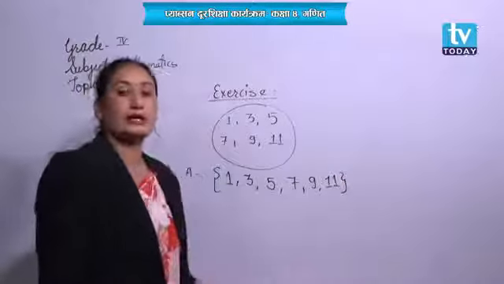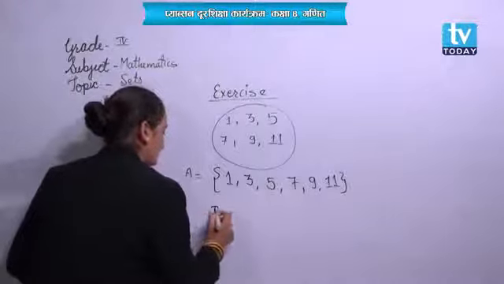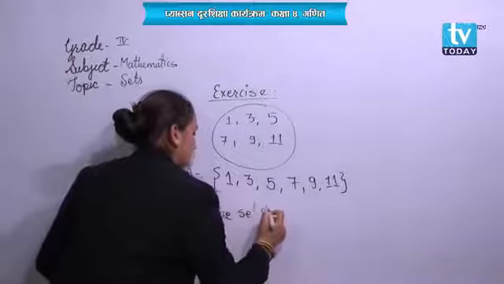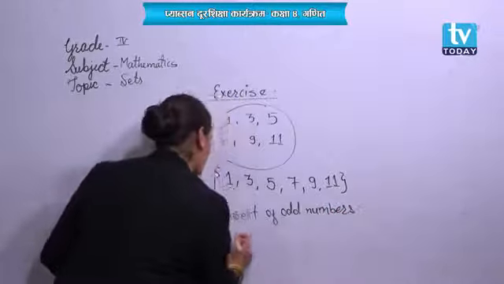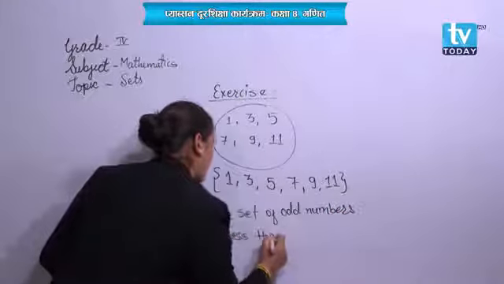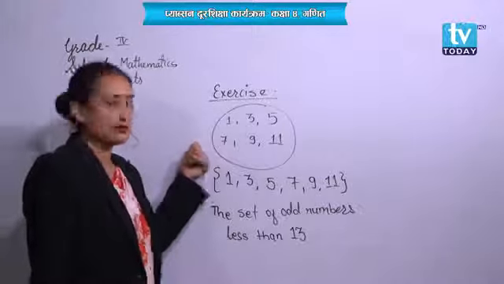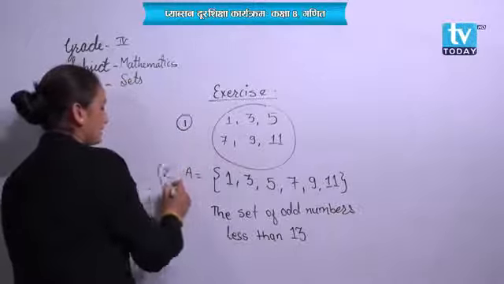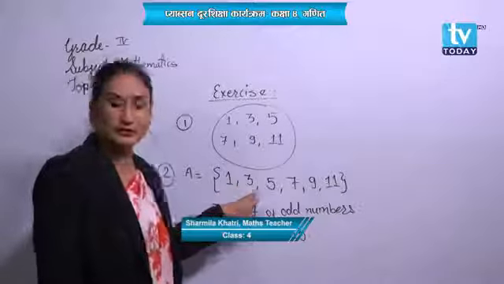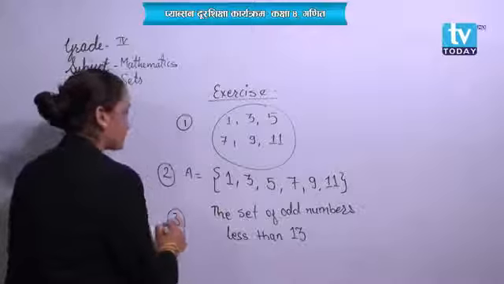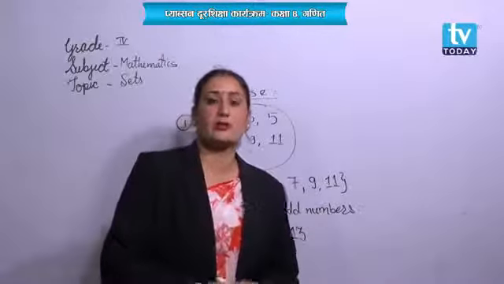Done? Okay. Then can you describe it? Let's describe it. The set of odd numbers less than 13. Have you written? This is known as the diagrammatic method. This is the first, diagrammatic method. This is second, we can say it as the listing method. Listen very carefully, okay? This one is the descriptive method, by describing it. For questions, I will provide another question to you. Be ready for it.